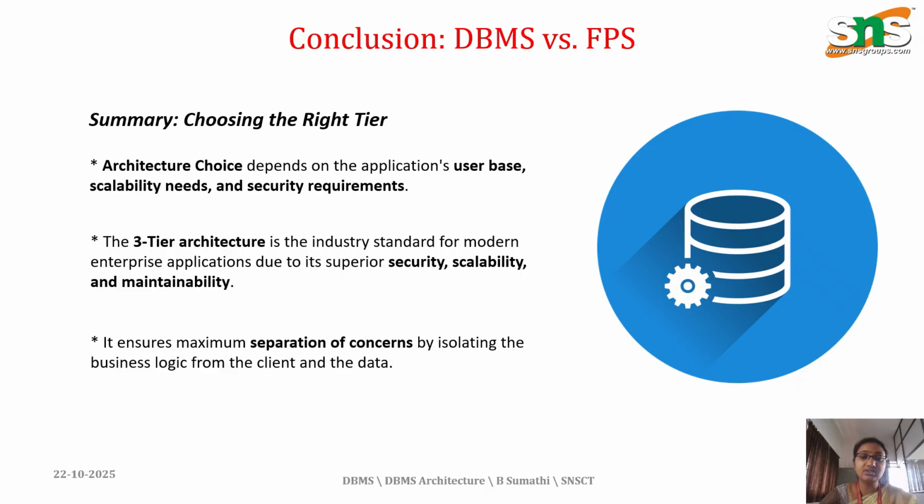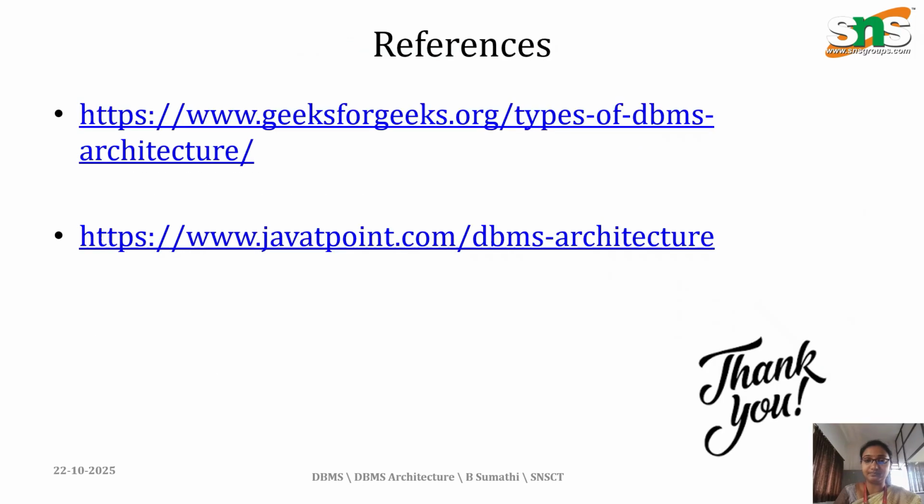So the next one is what we have seen about your DBMS architectures. The architecture you choose depends upon the application, user base, scalability needs, and security requirements. The three-tier architecture is the industry standard for modern enterprise applications due to its superior security, scalability, and maintainability. It ensures maximum separation of concerns by isolating the business logic from the client and the data.